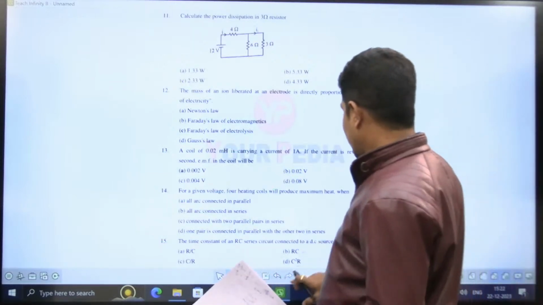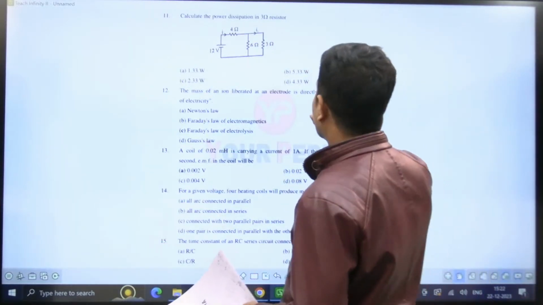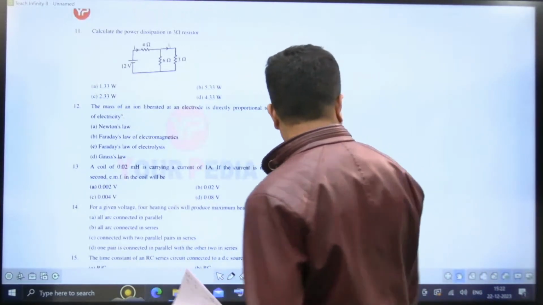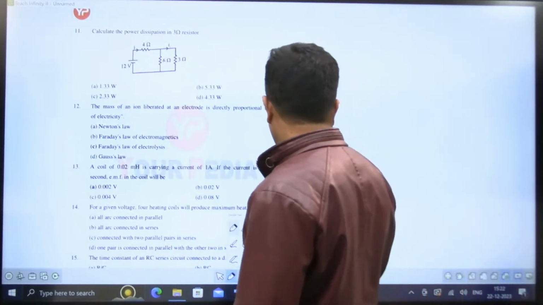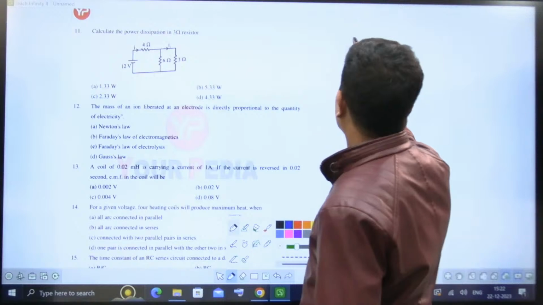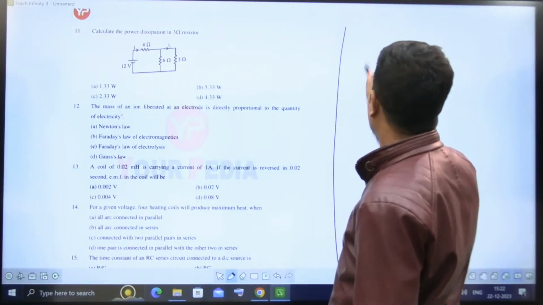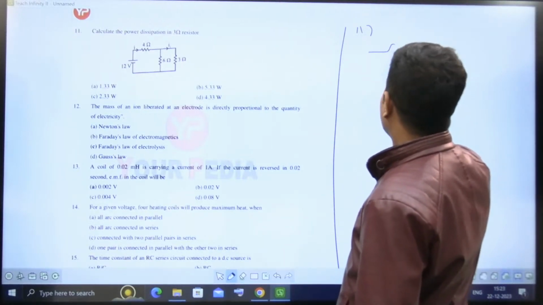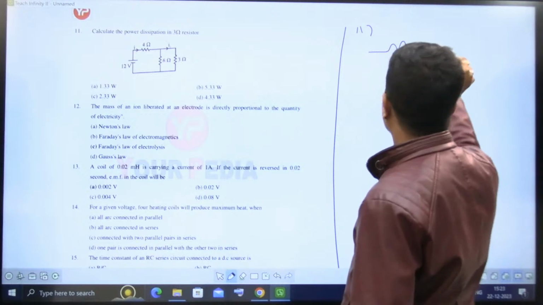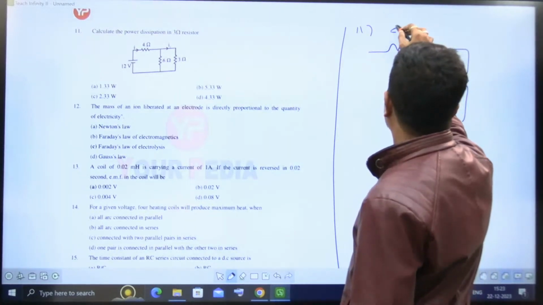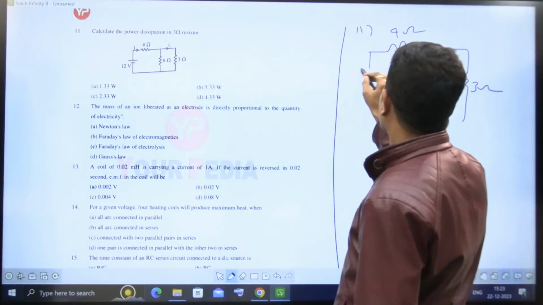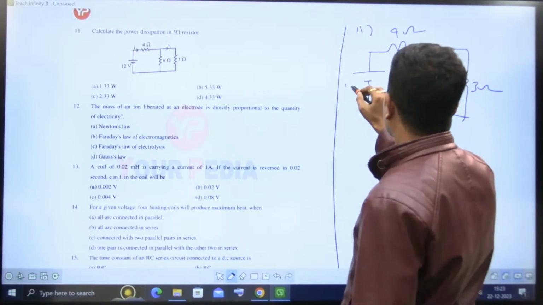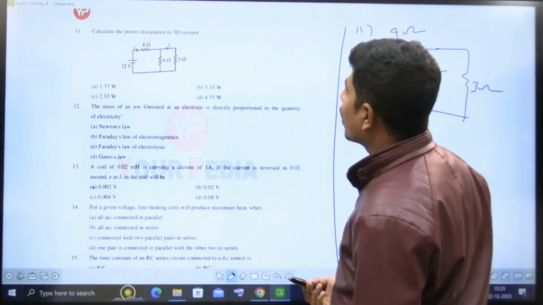Let's go to the next question. Observe it. That question is also very simple. He has given a network. I'm redrawing the circuit for question number 11. He has given 4 ohm, this is 6 ohm, this is 3 ohm, this is 4 ohm, this is 6 ohm, this is 3 ohm. And this is 12 volt.